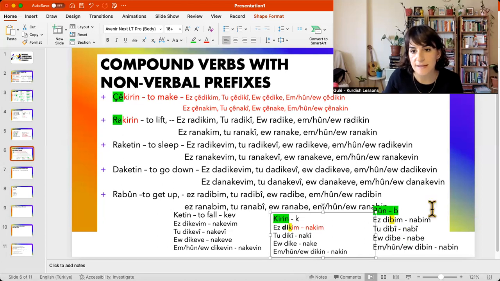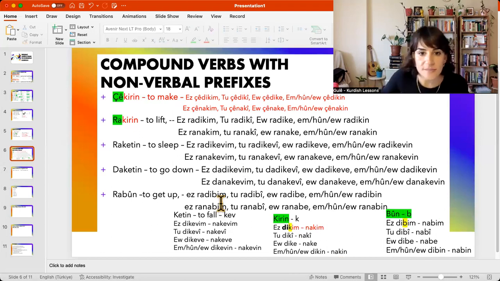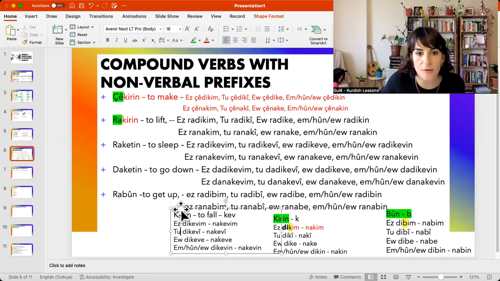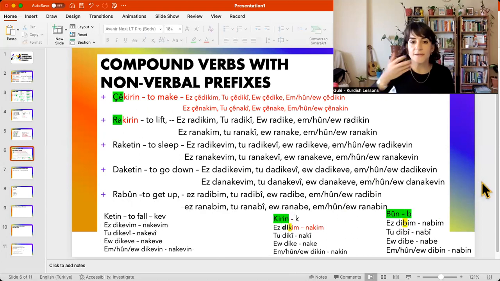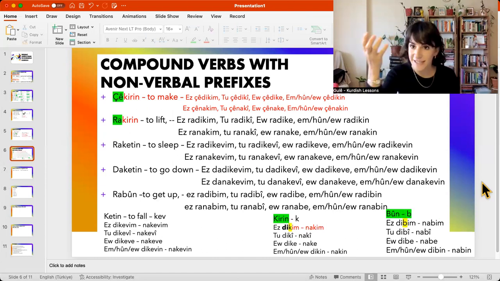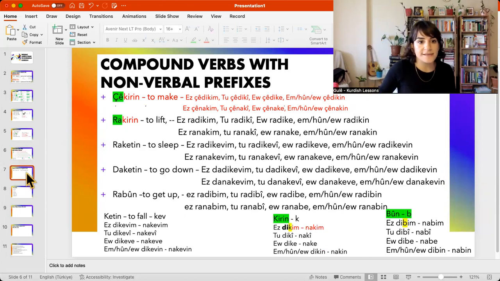So radibim, ranabim. Tu radibi, tu ranabi, ev radibe, ev ranabe. Okay. So if you know basic verbs perfectly or well, like ketin, kirin, bun, it's really easy to conjugate a compound verb as well. Okay, just keep the prefix and you conjugate as usual. This is the rule.